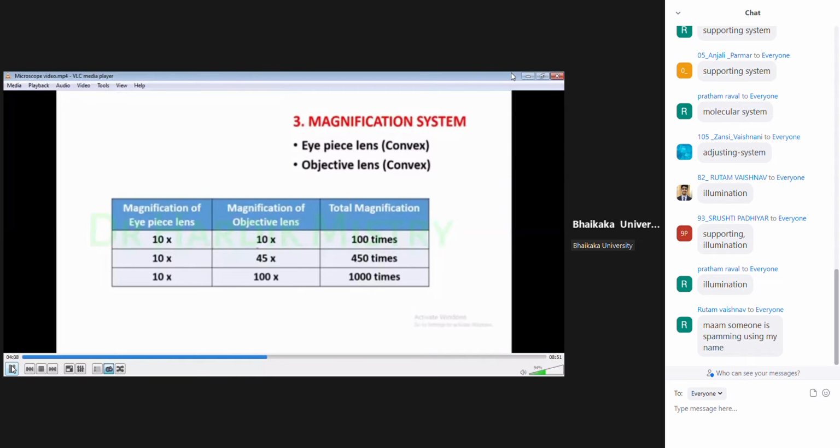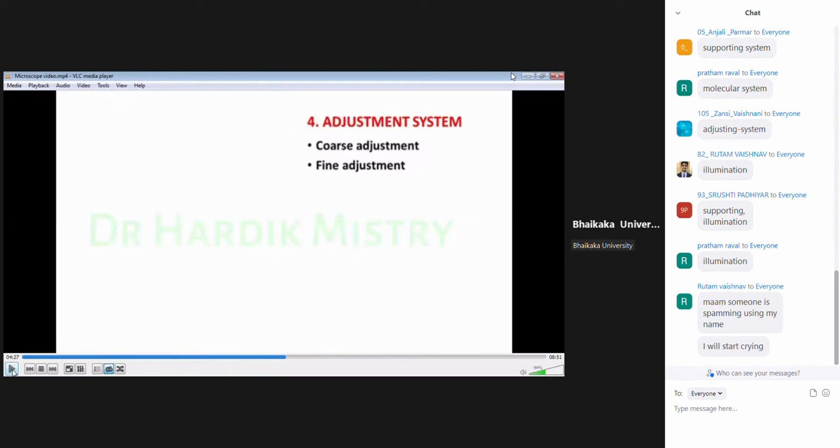Whenever we put the objective lens as 10x, the total magnification will be 100 times. Whenever we put the objective lens as 45x, the total magnification will be 450 times. And whenever we use 100x as the objective lens, the total magnification will be 1000 times.